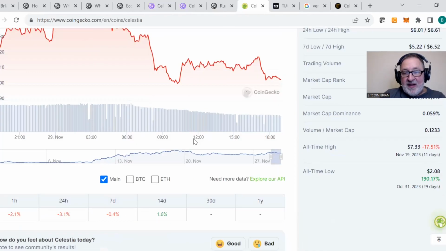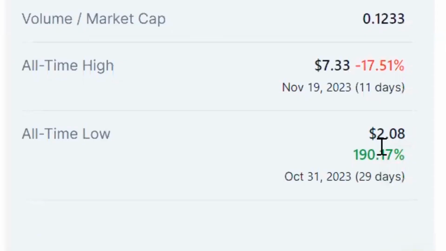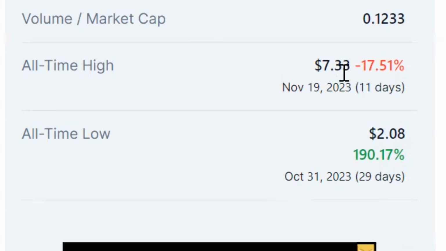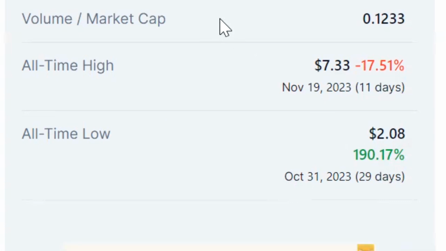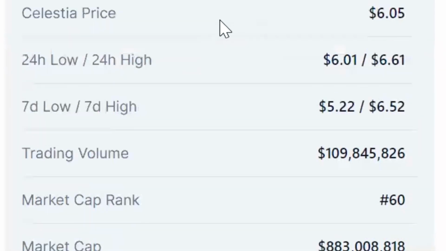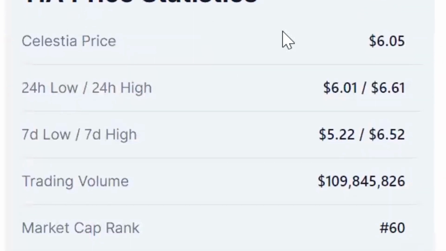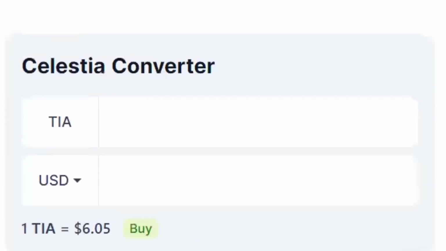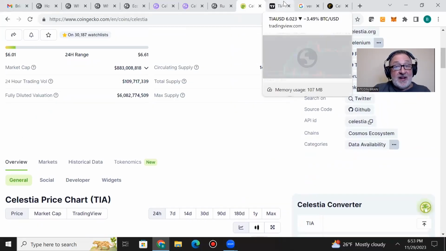This thing just launched, and it came out at $2.08 on October 31st. And then 19 days later, it went over 3x to $7.33. So what do I think this is going to do? Currently the price is at 605. What I think this is going to do is, let's go to the charts, and we'll look at the charts here real quick.